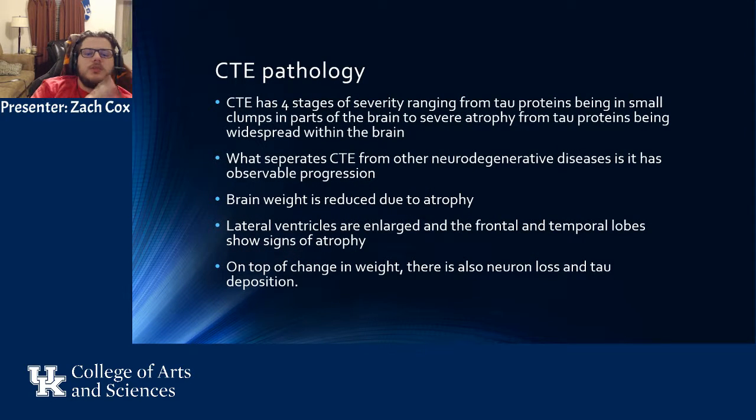Now with CTE pathology, there's 4 stages of severity, ranging from tau proteins being very small clumps to larger protein clumps to severe atrophy throughout the brain and very, very aggressive symptoms. And what separates CTE from other neurodegenerative disorders is it has observable progression. So you're able to see someone at stage 1 and differentiate them from stage 2, 3, and 4. Another important component of the pathology is the brain weight is reduced. If you refer back to the image before, their brain is just decreased in size due to the atrophy. And then on top of weight change, there's significant neuron loss.